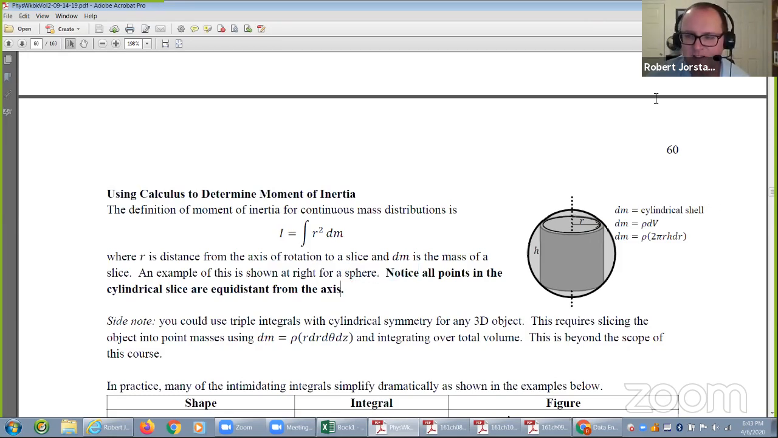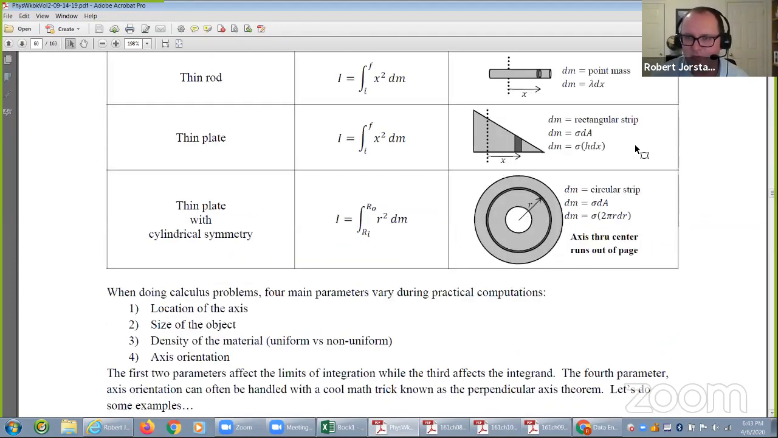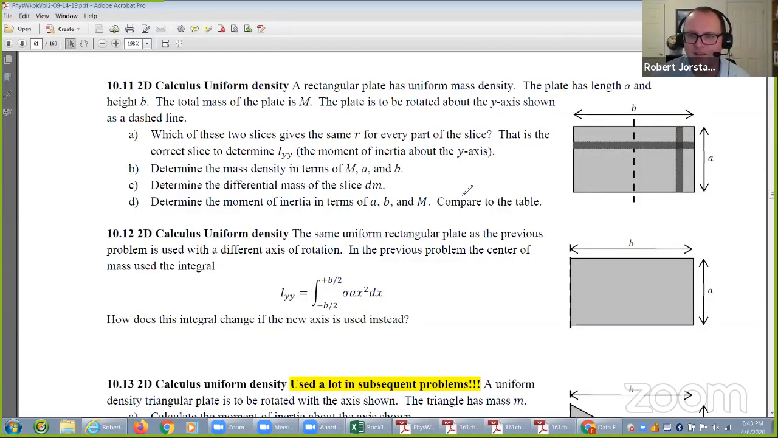So going back to this one, the horizontal slice is bad. Why? Because this chunk of the slice has a different radius than this chunk. This one has a big radius. This one has a small radius. That's a bad idea. So when you're trying to get the y center of mass, or sorry, I just misspoke. I'm tired too.